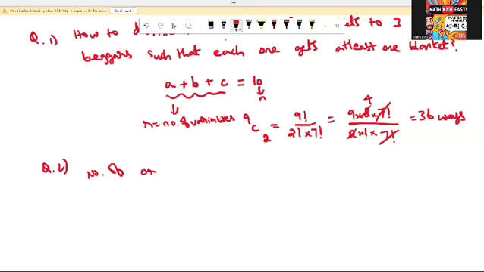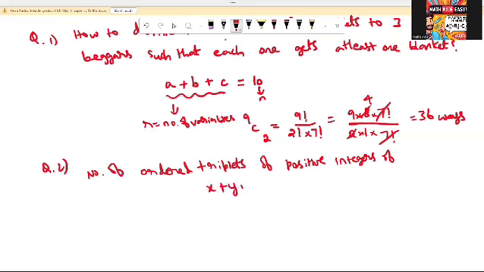Okay. The next question: the number of ordered triplets of positive integers, that means again natural number cases, of x plus y plus z equal to 100. So here again, they are only talking about positive integers, meaning natural number cases. So we should be happy that we can use the formula here also. And x, y, z are to be considered ordered triplets, meaning you have to consider x, y, z as distinct people here.